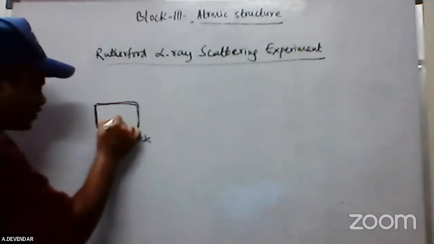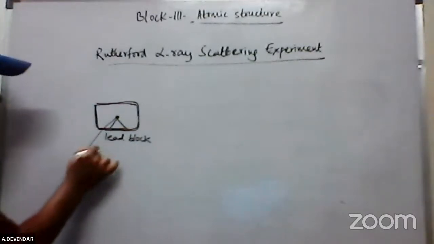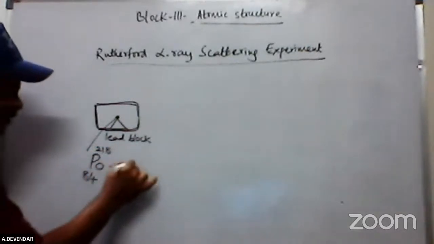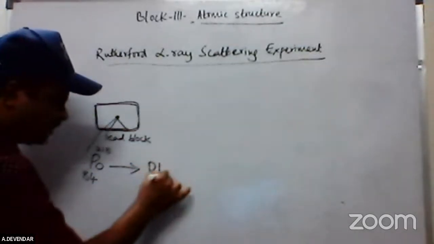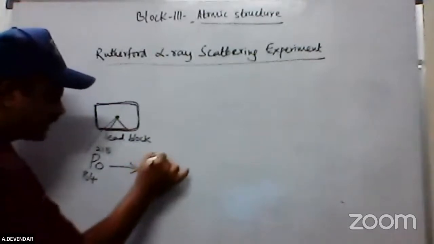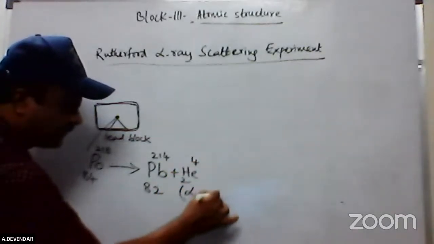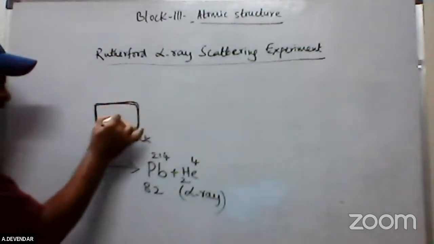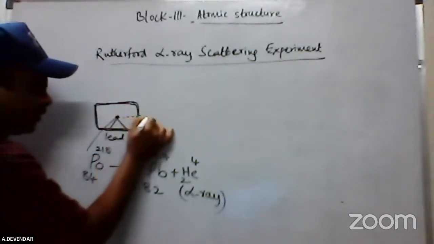In this, I'm taking a source and placing it here. This source is taken as polonium. This polonium's atomic number is 84 in the periodic table and 218 is the mass number. Polonium spontaneously emits certain rays, forming a stable element, that is lead 82, 214. A helium particle is emitted. Helium particle is called an alpha ray. Please remember here, helium particle is called an alpha ray. So this lead block is used here. The source is polonium, which emits alpha rays from the small hole.